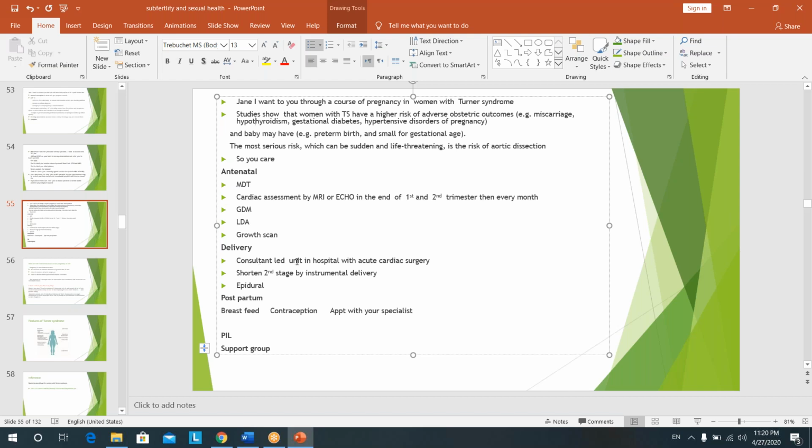The delivery will be in a consultant unit, and we will shorten the second stage, so as not to put any load on your heart. We will give you epidural analgesia. After delivery, you will be allowed to breastfeed your baby and given contraception and an appointment with your heart specialist. Do you want to ask any questions? No, thank you. I will now give you a patient information leaflet and a link to a support group.